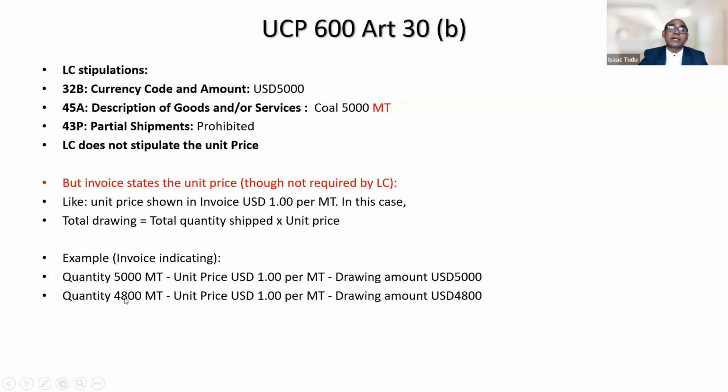What about this? Quantity 4,800 at the rate of 1. Drawing amount should be 4,800, right? Because of this unit price, okay? Quantity 4,750 at the rate of 1. Drawing amount in this case would be 4,750. You can see the difference, right? When the invoice indicates the unit price, what is the difference we are getting in the drawings amount?